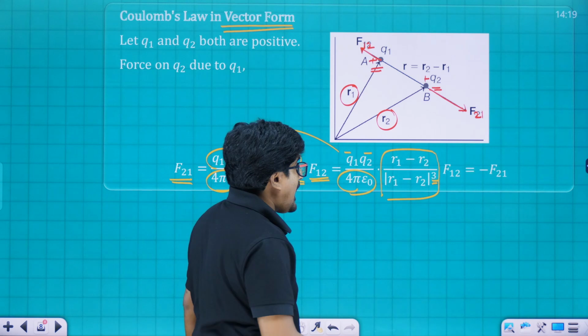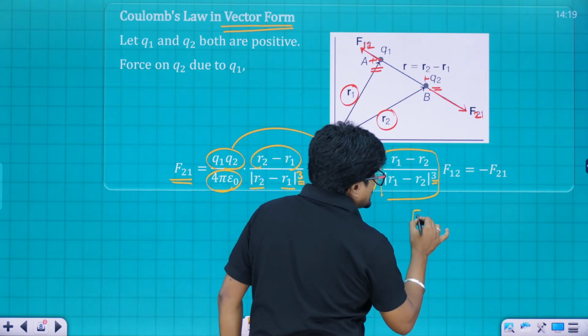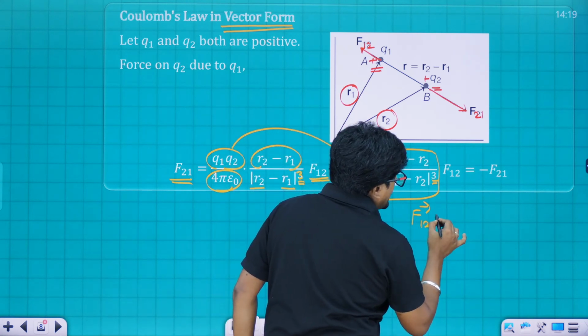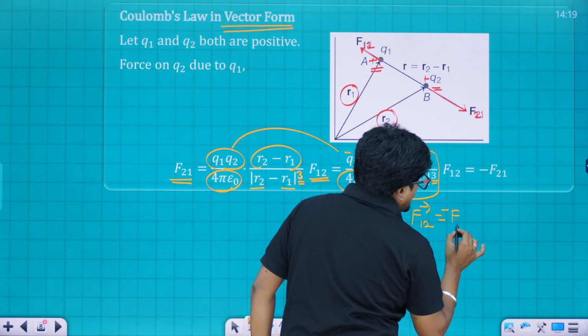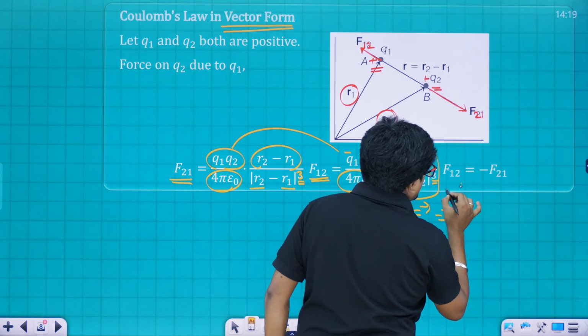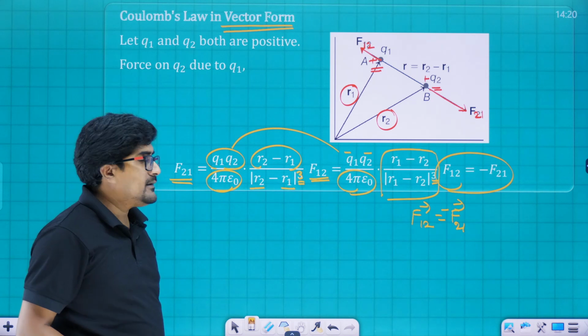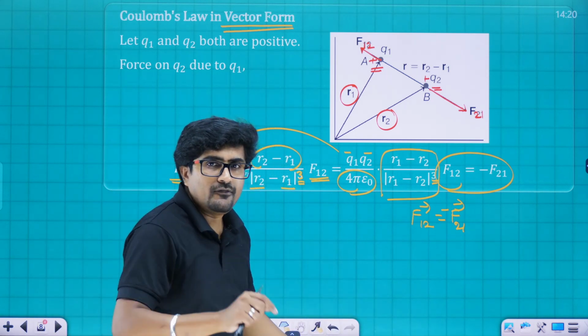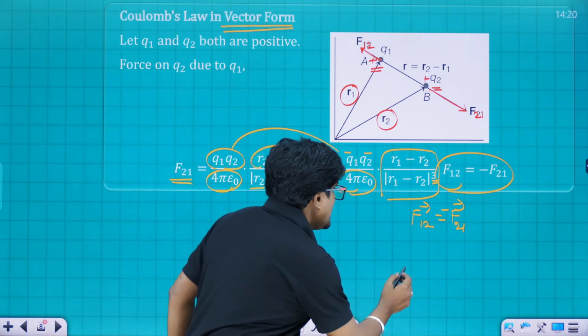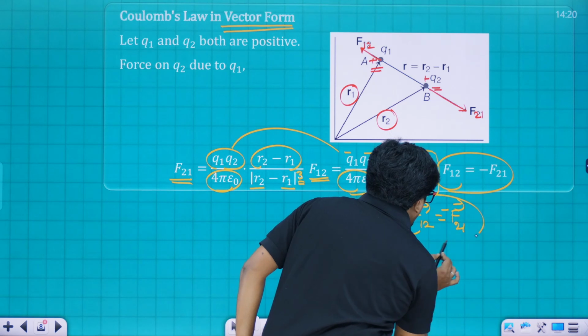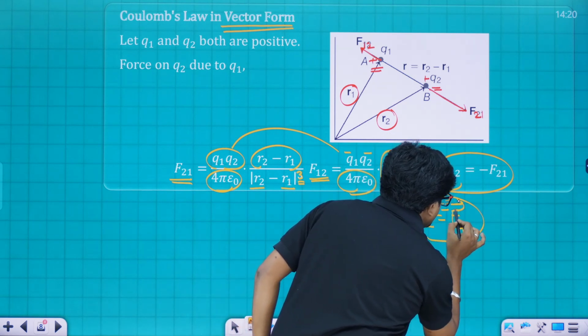Based on that, I can come to an important conclusion, that is F12 vector is equal to minus of F21 vector. You must not miss, all these are in vector form. That is why it is marked with bold letters. Everything is in vector form only, so I am specially marking it with the vector symbol.